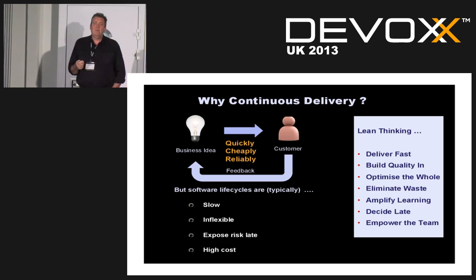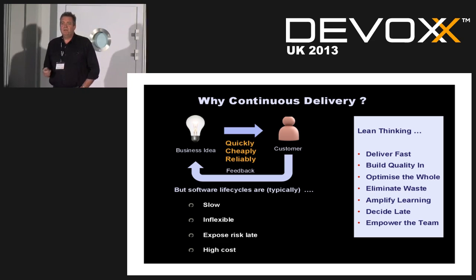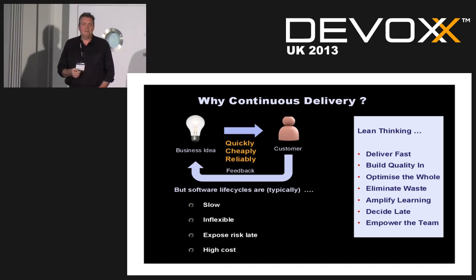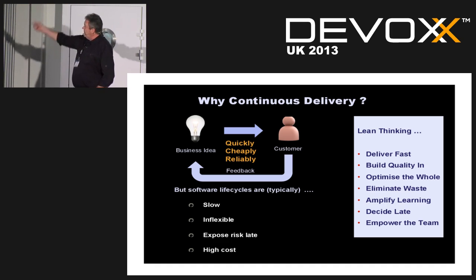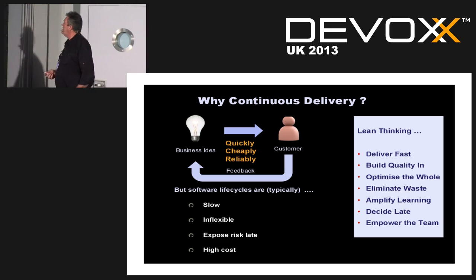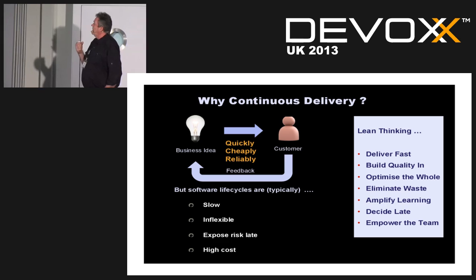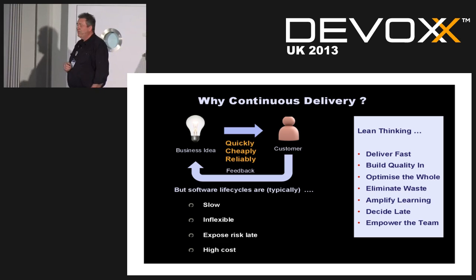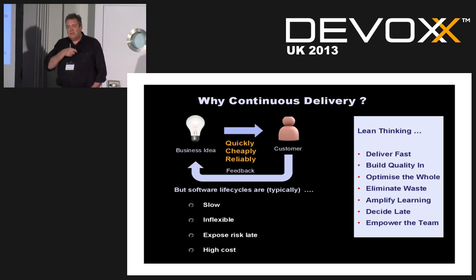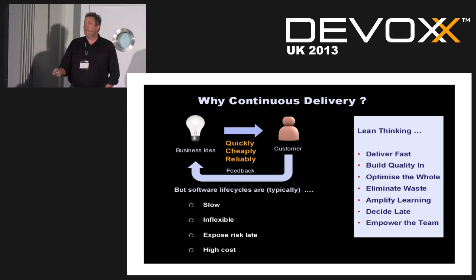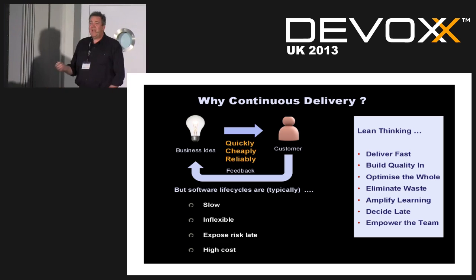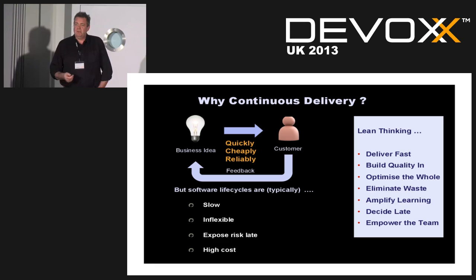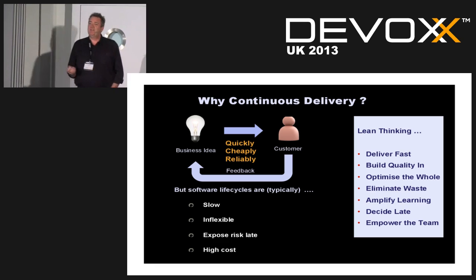Lean thinking, coming from lean manufacturing, which kind of revolutionized the Japanese economy after the Second World War and lots of other things, starts with these tenets. It starts with the idea of delivering things quickly, build quality into the system, optimize the whole process, eliminate waste, amplify learning opportunities, make decisions late in the process, because then you'll have the most information to make the best decision, and empowering the team. Let the people that are actually doing the work decide how best to do their work. And these are good principles.